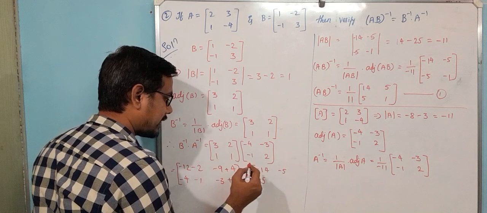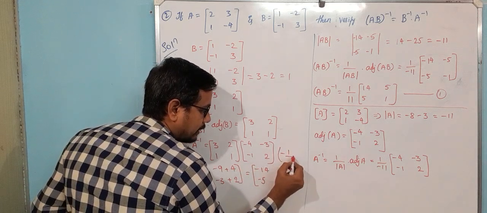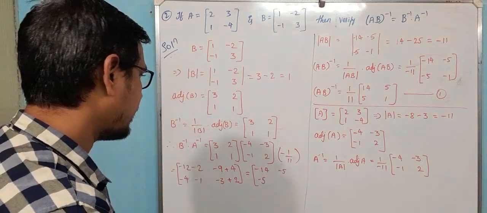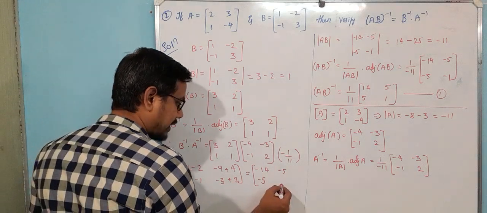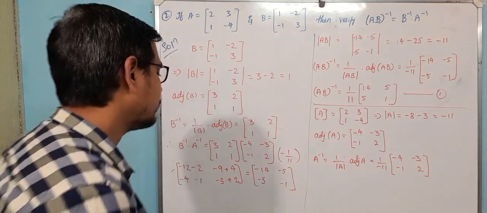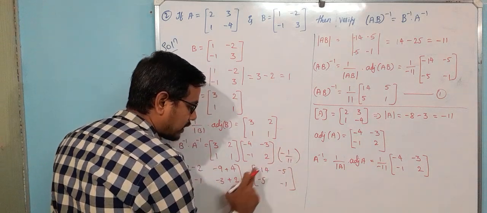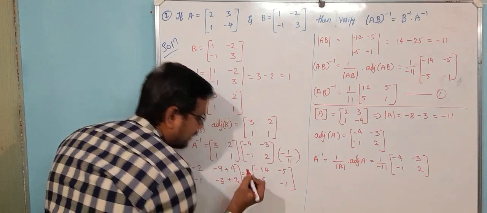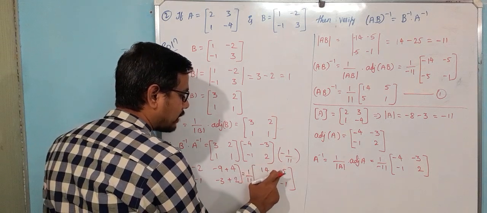Okay, just a minute. The 1 upon 11 we have right here, that we have not mentioned. Let us mention it here. 1 upon minus 11. Right? So if we do that, what do we get? Minus 3 plus 2 is minus 1. Okay? And into minus 1 upon 11, that can be written as 1 upon 11, and this minus will be taken out.